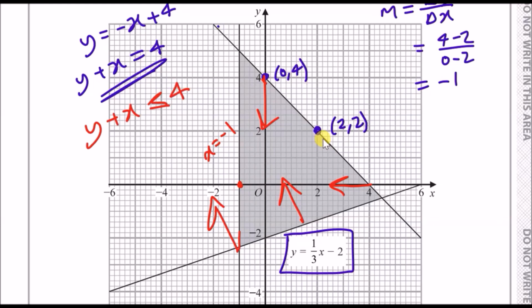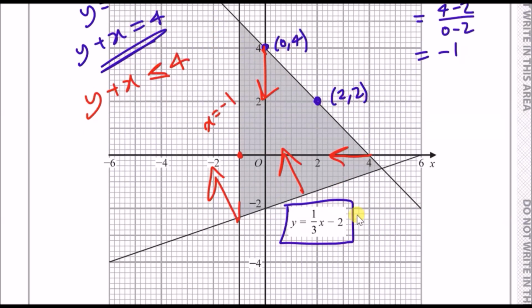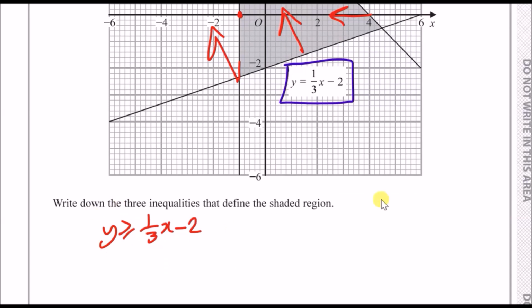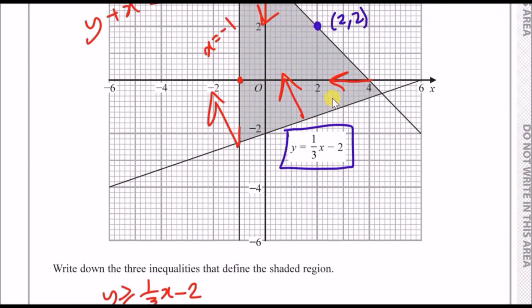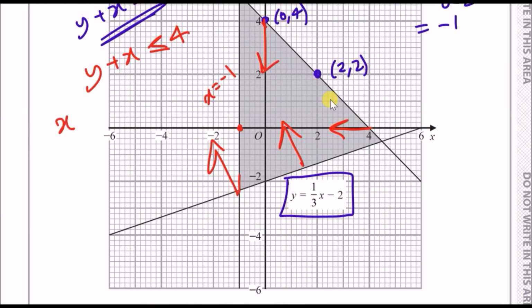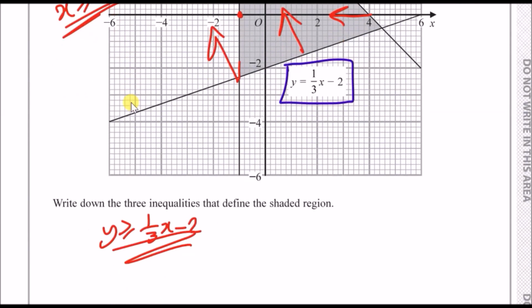Now, if you're wondering why we're using the equal sign, well, it's because they're using a bolded line. When they use a bolded line, it means you include the values. If they use a dotted line, it means it will just be less than, or in this case, greater than for this equation. Now for the third one, this vertical line going down, the shaded region is on the right-hand side of this line. So in other words, it's going to be greater than or equal to minus 1. So this would be x greater than or equal to minus 1. And yeah, that's it guys. So make sure you put your 3 inequalities clearly and you should get the marks.